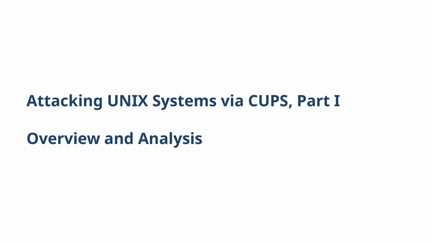Attacking Unix Systems via CUPS Part 1, Overview and Analysis. In this section, we'll explore how attackers can exploit Unix systems through the Common Unix Printing System, or CUPS. CUPS is a modular printing system that allows computers to act as print servers. It's widely used across various Unix-like operating systems, including many Linux distributions, BSDs, and even potentially Chrome OS and Solaris.